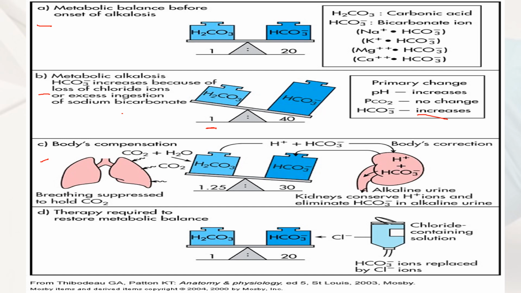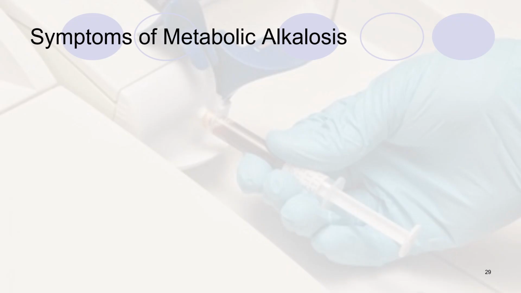To compensate, what do the kidneys do? Kidneys conserve H plus ions and eliminate the bicarbonate in alkaline urine. So the treatment, as it shows, is that we have to administer chloride containing solution, so these bicarbonate ions will be replaced by chloride ions.